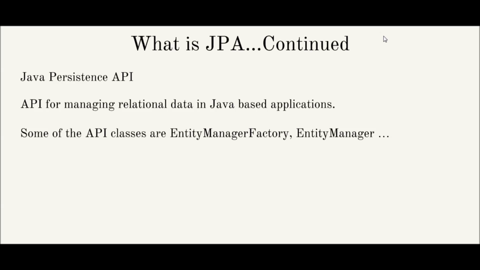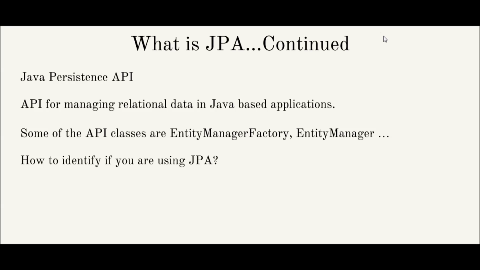Now some of the common classes in the JPA API are EntityManagerFactory and EntityManager. Apart from that, there are many more annotations. For example, there are annotations for restricting the values, and there are annotations for managing the transactions, etc. But those are out of the scope for this tutorial.